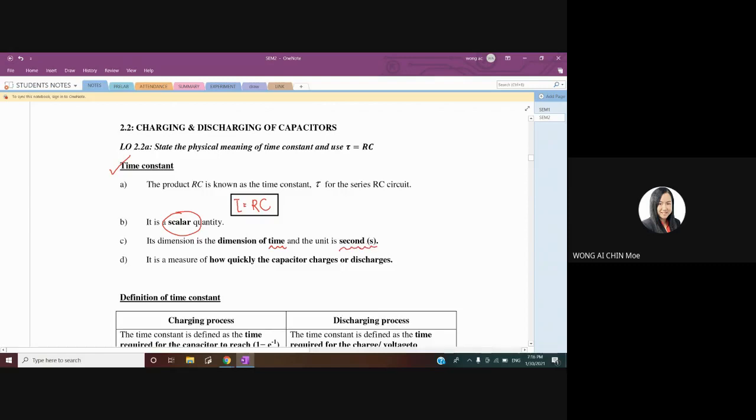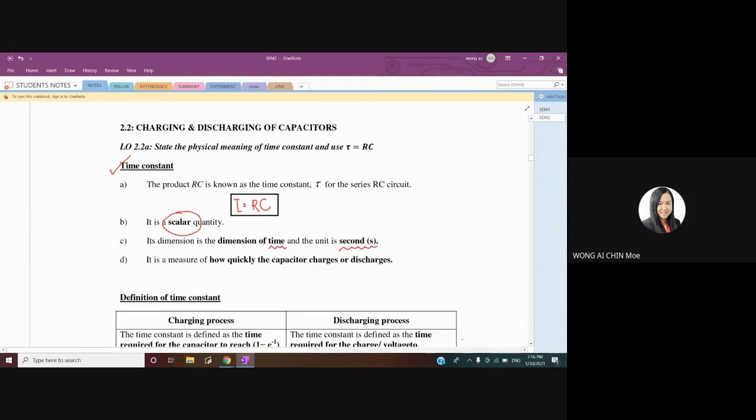So what is the meaning of time constant? Time constant is a measurement of how quickly the capacitor charges or discharges. So we are referring to the time of the capacitor charging or discharging process.